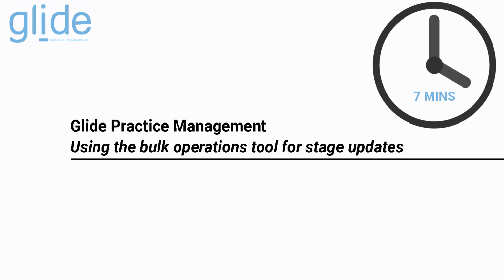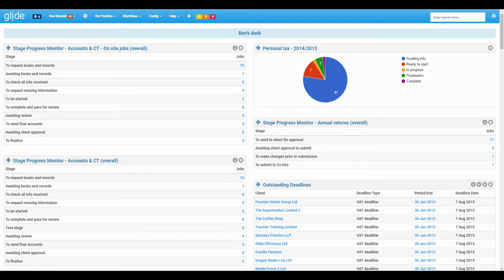Hi, quick video here to show you how to use the recently released bulk stage update tool. So I am on a dashboard, and the critical thing here is to have the progress monitor widget. That's the kind of widget that powers this tool. And importantly, it needs to be the stage one.